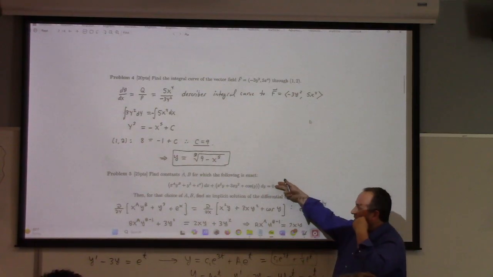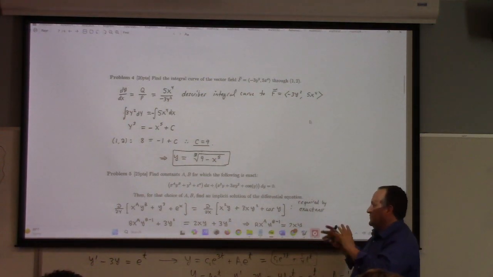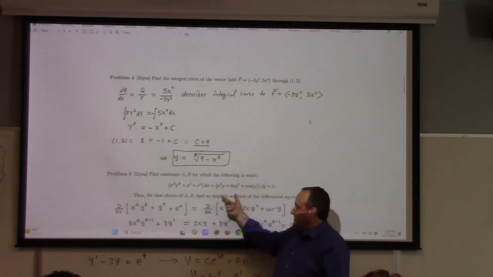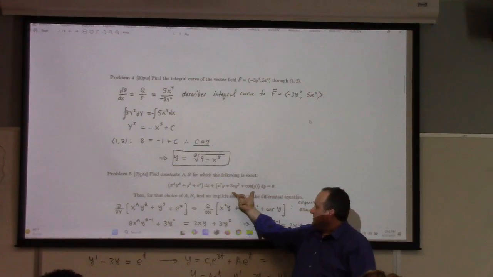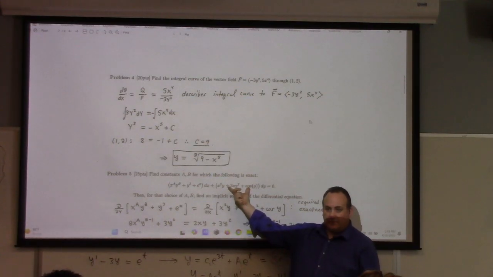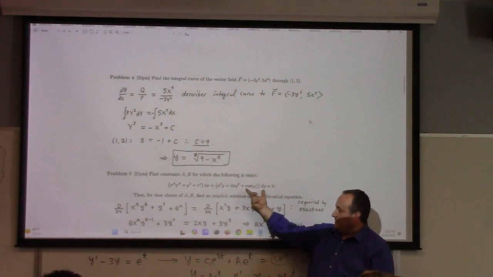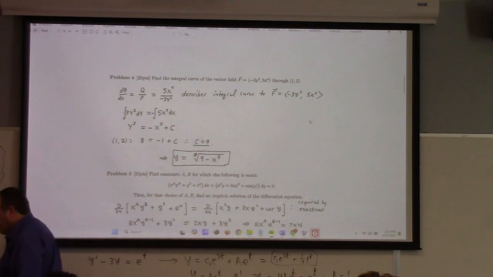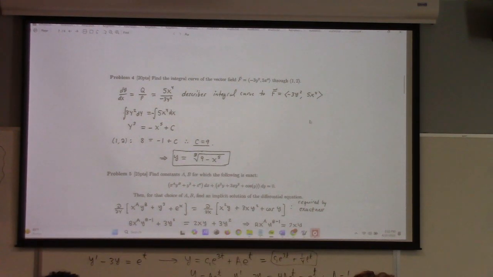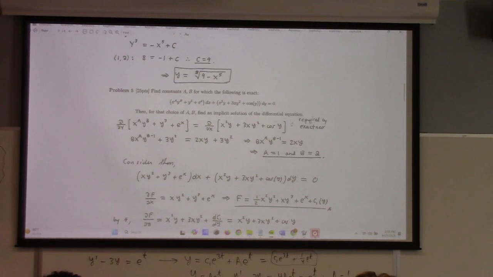This was essentially a homework problem. It's kind of a twist, but remember, for this to be exact, we need what? We need the closed condition to hold, right? We need the y derivative of this to be equal to the x derivative of that in order for this to be exact. And that puts rather strict conditions on what a and b have to be in order to make that happen. So there's that.